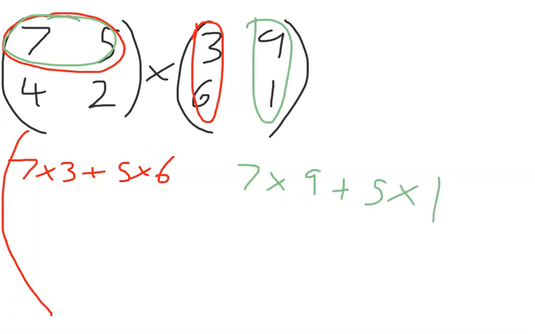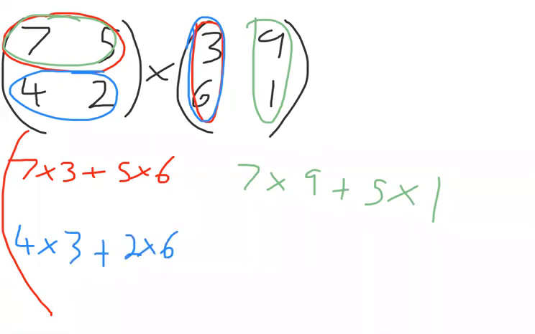Okay, now we move on to the second row. We have 4 and a 2. Now we're moving back to the first column of the second matrix. So 4 times 3 plus 2 times 6. And then now we're going to look at the bottom row and the last column. So 4 times 9 plus 2 times 1. And there we have it.